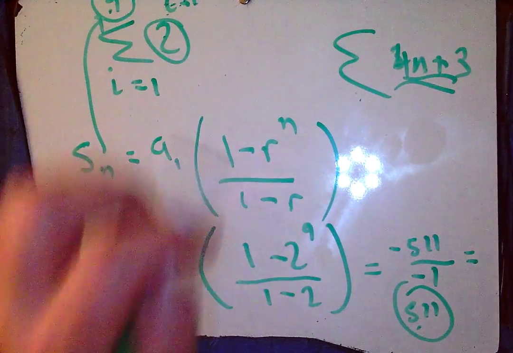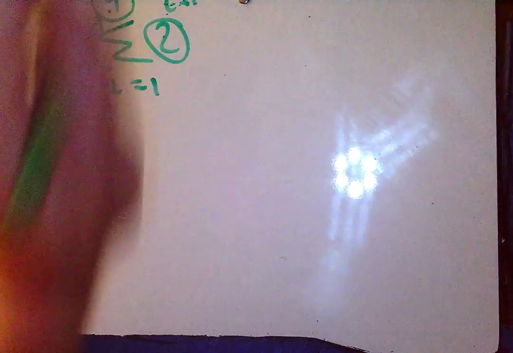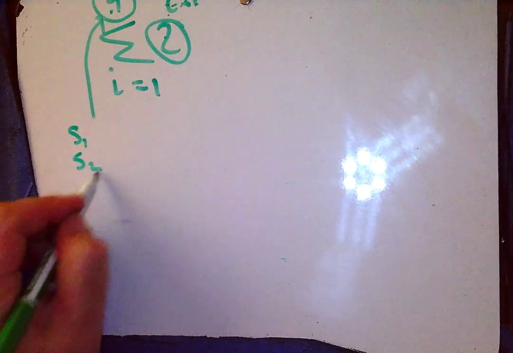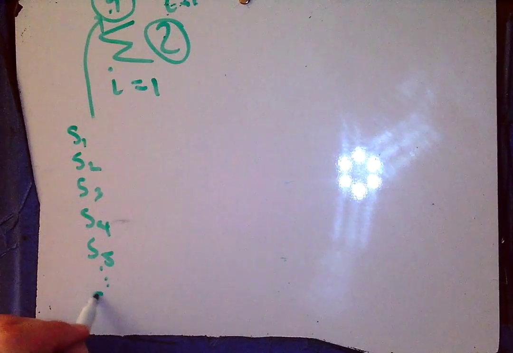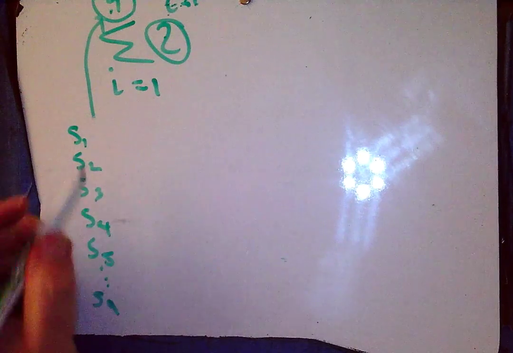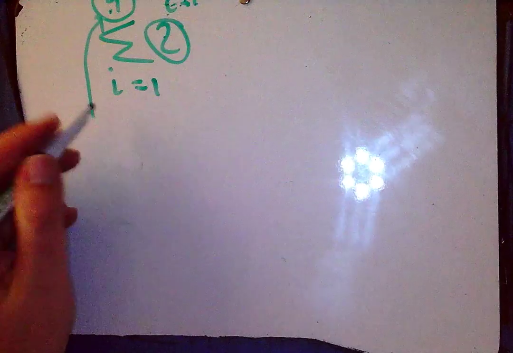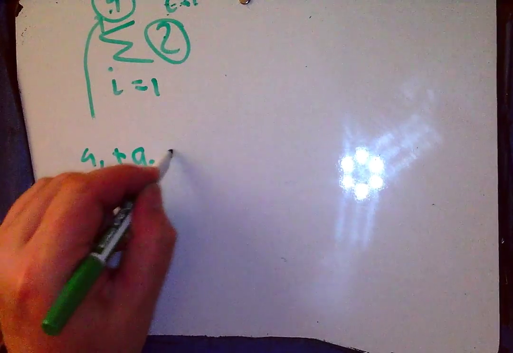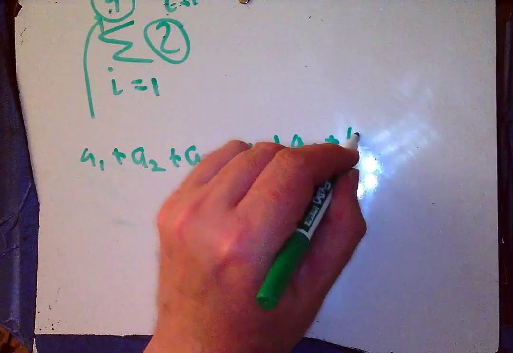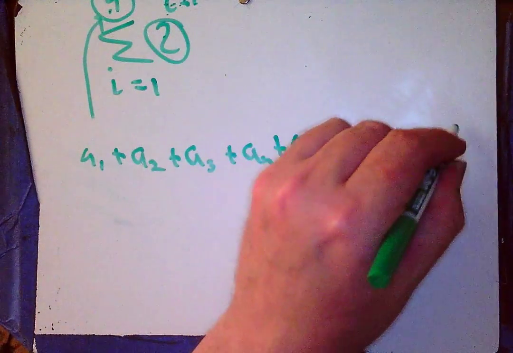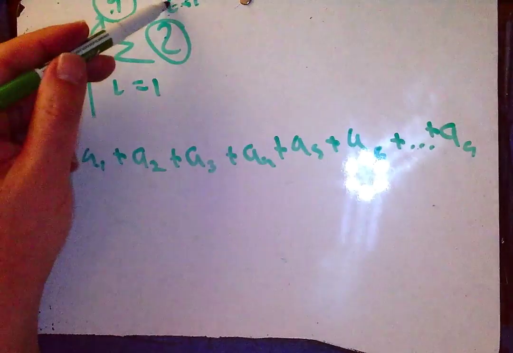Now, we could always, and I definitely don't recommend this, if you want to know s sub 9, you could find s sub 1, s sub 2, s sub 3, s sub 4, s sub 5. Look, I'm already bored, all the way up through s sub 9, and then add them all together. I'm sorry, we'd find a sub 1 plus a sub 2 plus a sub 3 plus a sub 4 plus a sub 5 plus a sub 6. Oh my god, I'm already too tired. Plus a sub 9.